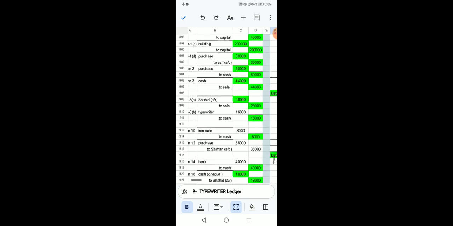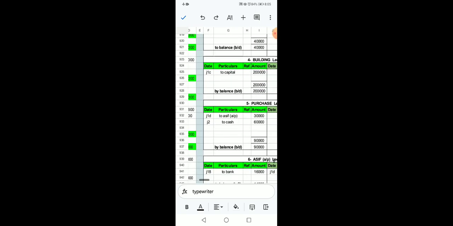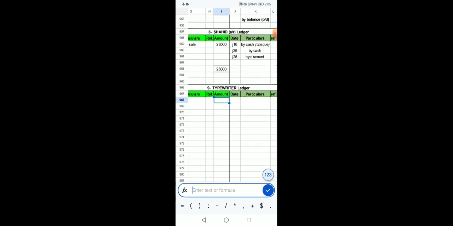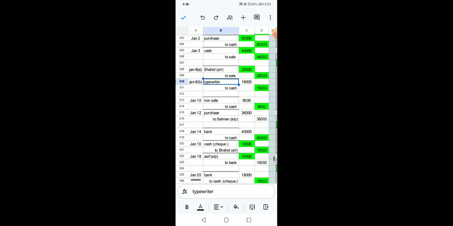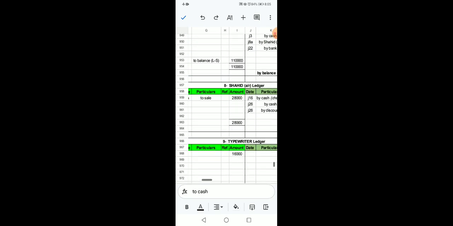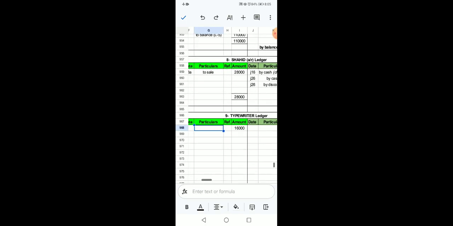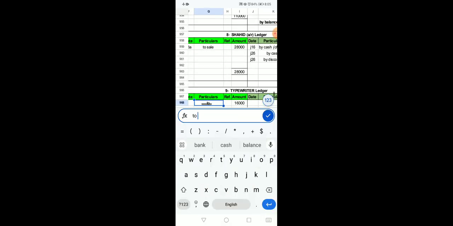Here we are starting. The first entry regarding typewriter was on January 8. Typewriter is debited by 16,000. So we will go to the typewriter, choose the debit side, and write 16,000 in the amount column of the debit side. See, 16,000. This is your typewriter, 16,000 debited. What is written on the opposite side? That is cash. So write down the reference to cash over here.